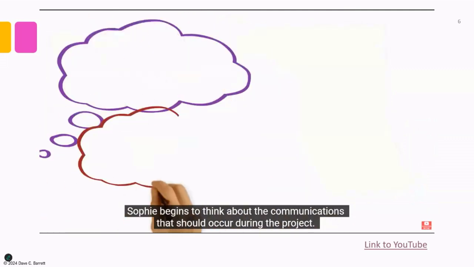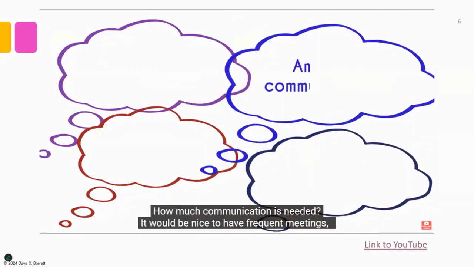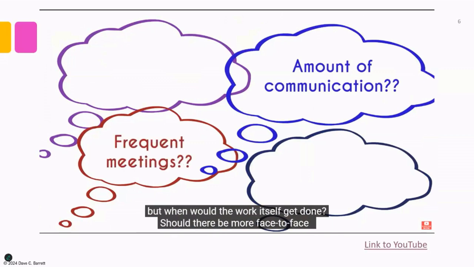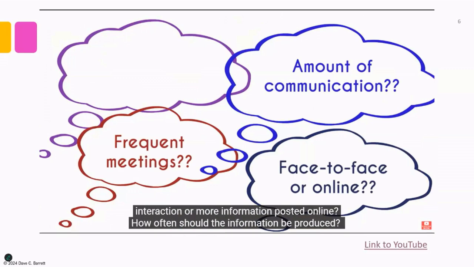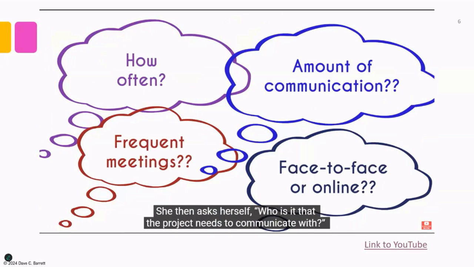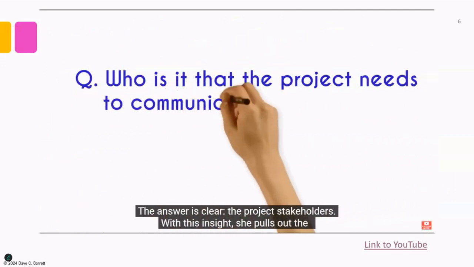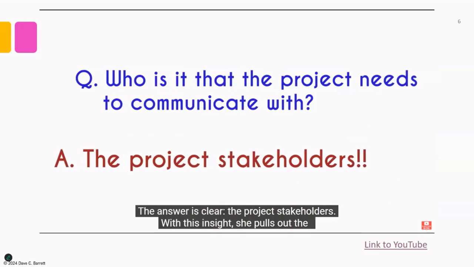Sophie begins to think about the communications that should occur during the project. How much communication is needed? It would be nice to have frequent meetings, but when would the work itself get done? Should there be more face-to-face interaction or more information posted online? How often should the information be produced? All these questions pass through Sophie's mind as she considers how to plan the communications. She then asks herself, who is it that the project needs to communicate with? The answer is clear: the project stakeholders.